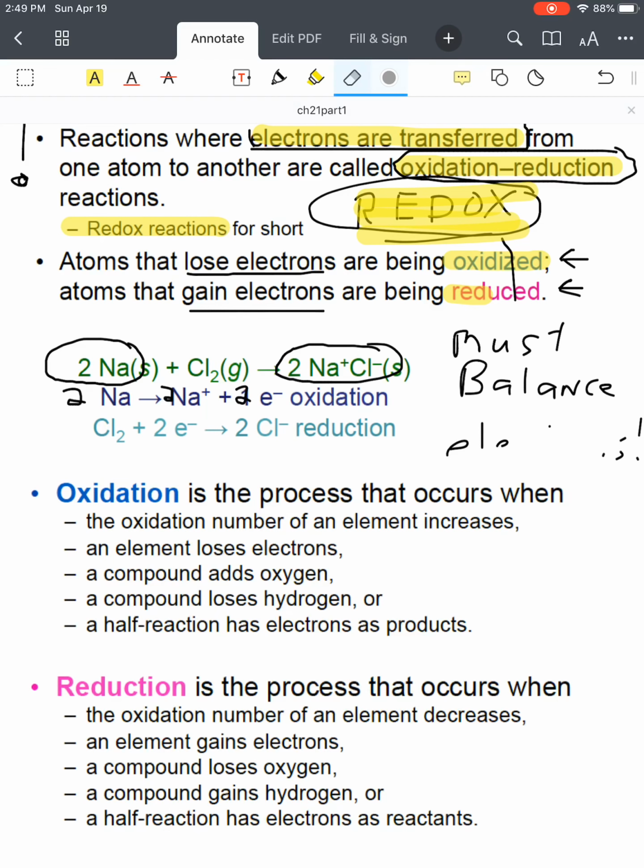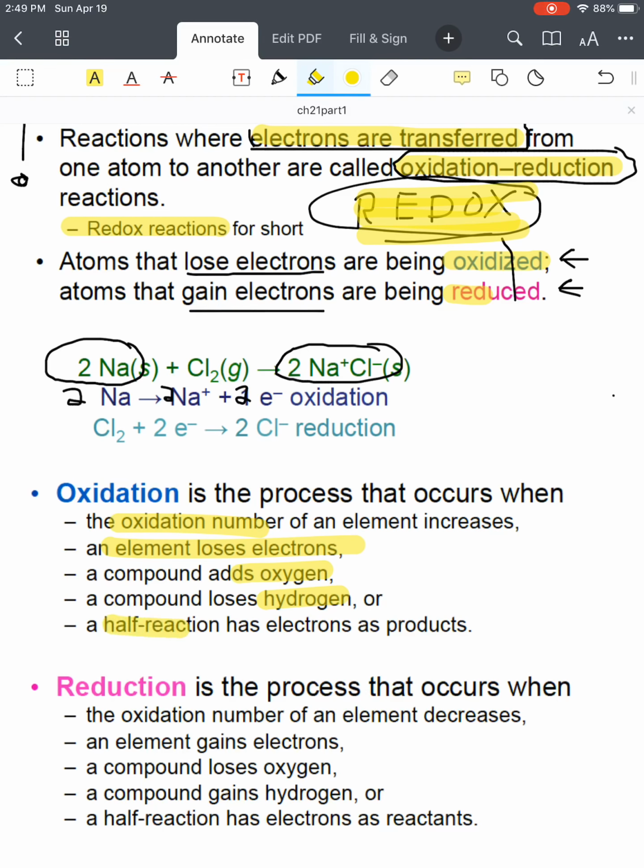All right, so just to review then, oxidation is the process that occurs when something called the oxidation number of the element increases. I'm going to review that for you in a second. The element loses electrons. The compound might add oxygen, might lose hydrogen. And most importantly, and most generally, the half reaction will have electrons as products.